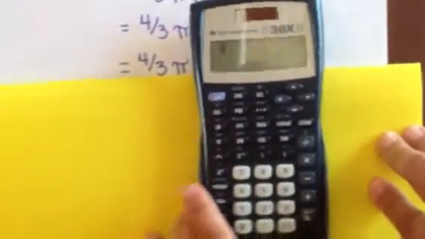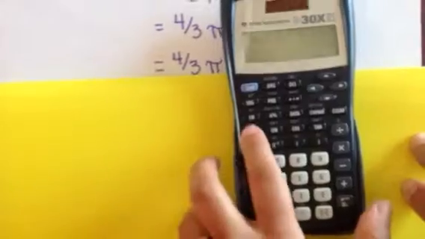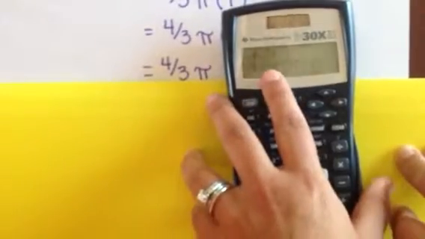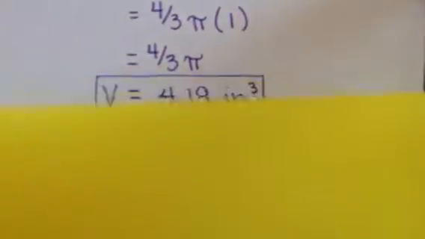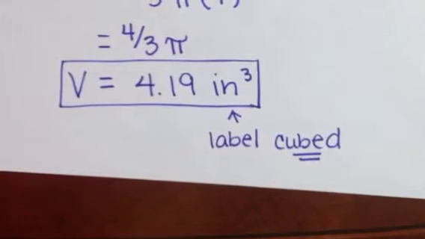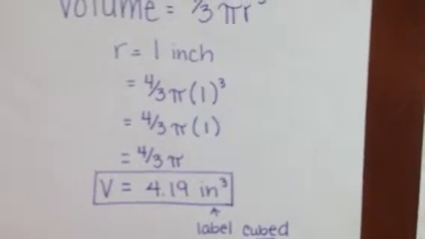Again, let me show you how to do that in your calculator. You're going to press 4 and the ABC button, 3, and then the pi button. Equals, and again you're going to get another irrational number. I would like you to round to the nearest hundredth, and that gives you 4.19. Your answer is volume equals 4.19 inches cubed. When we discuss volume, you always want to label it inches cubed.